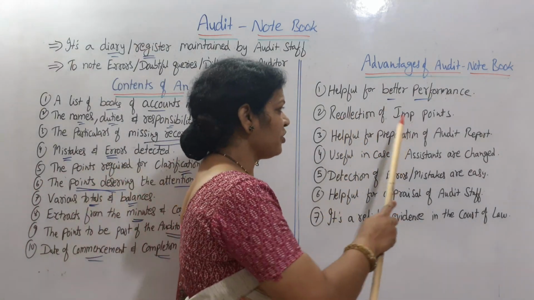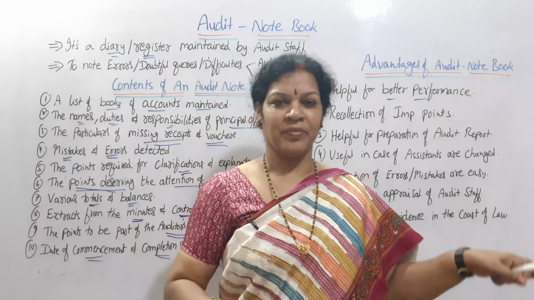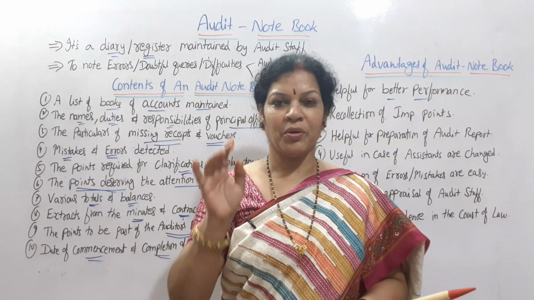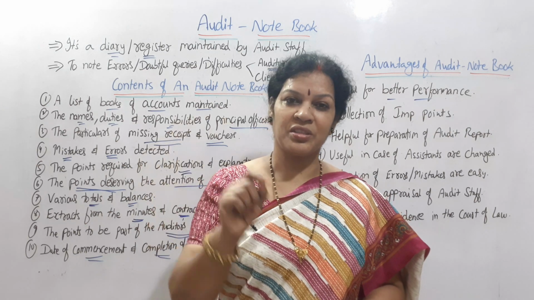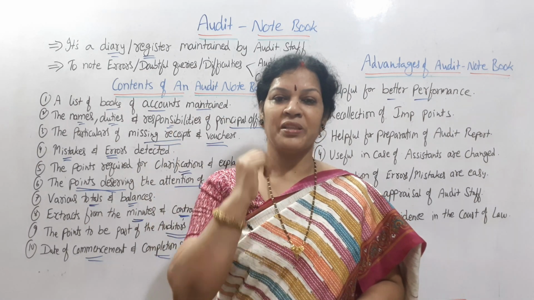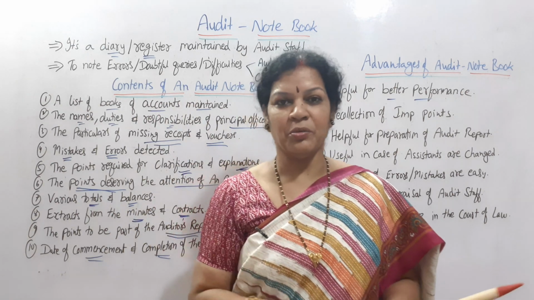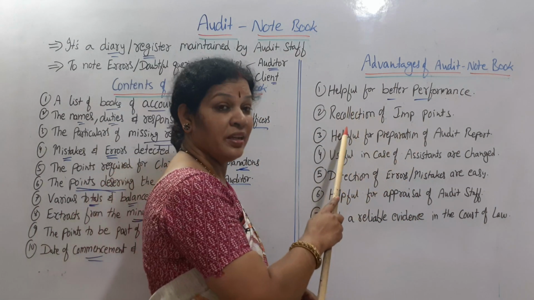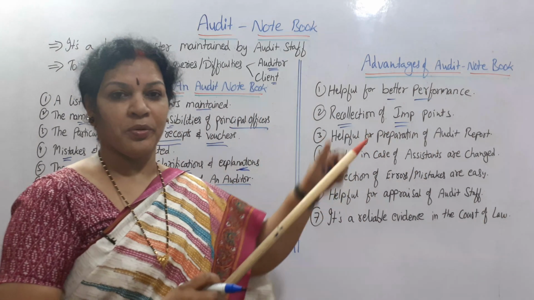In the same way, recollection of important points. In the audit notebook you are writing everything, important points and whatever you want to mention. You can underline it, you can use sketches, you can use a pencil. You can put a separate tick mark, so that you will never forget the important points. You will recollect the important points through the audit notebook.